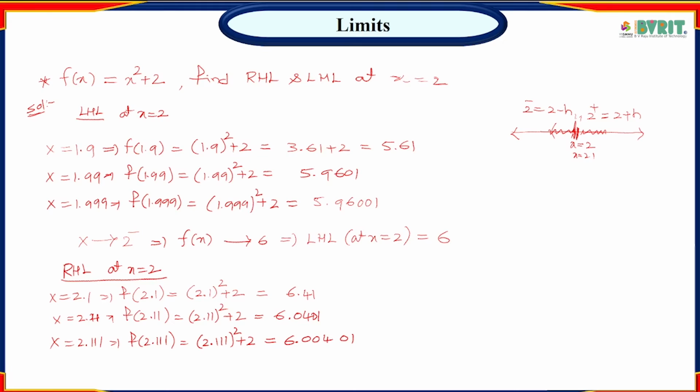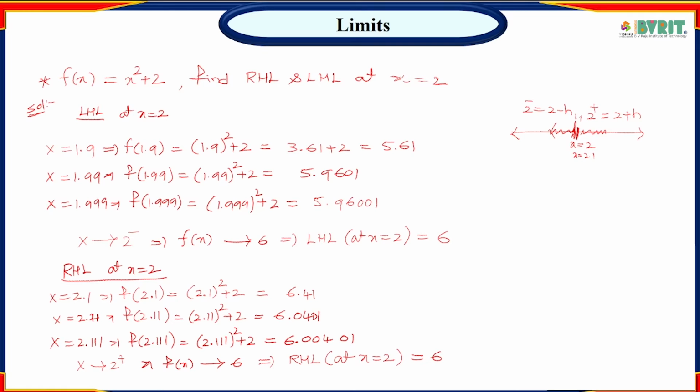Okay, then the next x value we are taking is 2.1111 and so on. Finally we are getting 6.000401. And finally f of x reaches 6. Then the right hand limit at x is equal to 2 plus, f of x approaches 6 and gets nearer to 6. That implies the right hand limit at x is equal to 2 is equal to 6.